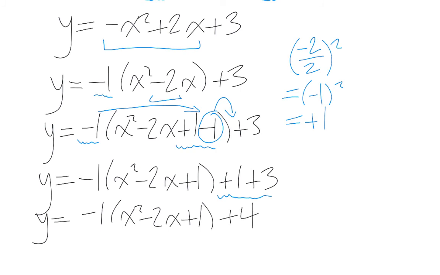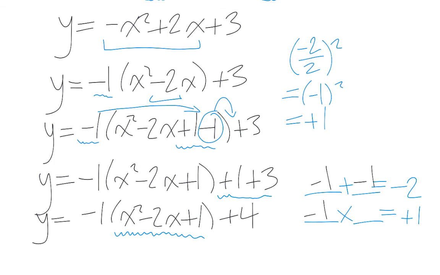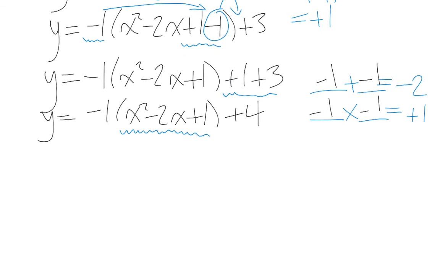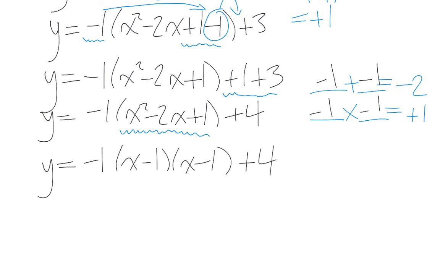At this point, you should notice that you have a perfect square trinomial. And we want to factor this. So you need to ask yourself, what are two numbers when added together gives you -2, and two numbers when multiplied together gives you +1? And that should be pretty straightforward. Those two numbers are -1 and -1. Therefore, when you factor this perfect square trinomial, that is going to factor into x minus 1 multiplied by x minus 1. The +4 stays exactly the same.